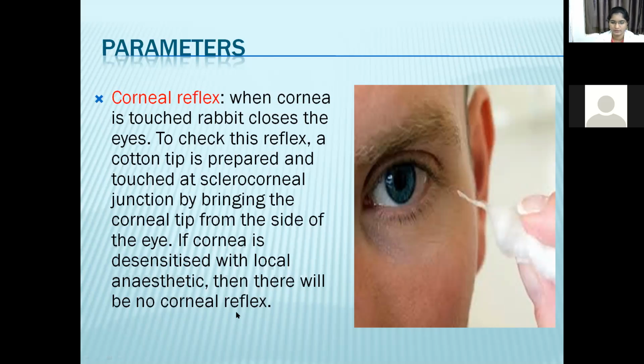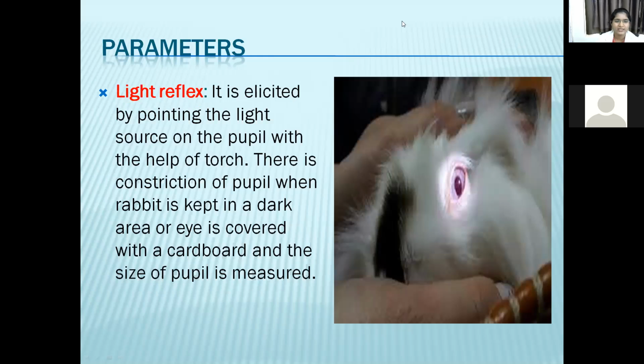Then the light reflex. The light reflex is elicited by pointing the light source on the pupil with the help of a torch. When we focus the torch on the rabbit eye, it immediately constricts the pupil size. It decreases the pupil size because of M3 receptors. M3 receptors are present in the eye. Because of these receptors, constriction of the circular muscle will happen, which constricts the pupil size.